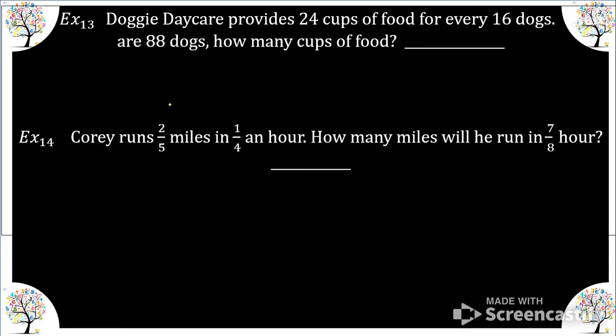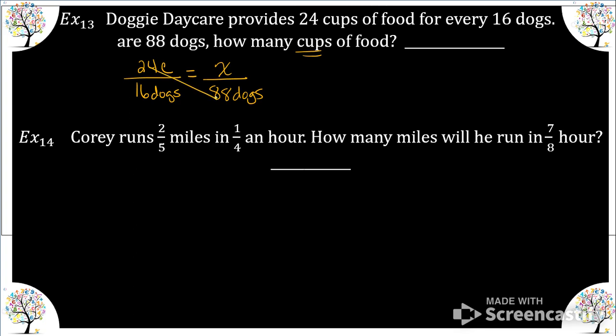Doggy Daycare provides 24 cups of food for every 16 dogs. There are 88 dogs. How many cups of food? So we can set this up several ways. I'm just going to start with the 24 cups feeds 16 dogs. And then I have to make sure this ratio is cups over dogs. You could have had all this flipped around as long as numerators and denominators have the same units. So we're looking for cups, so that will be x number of cups for 88 dogs.